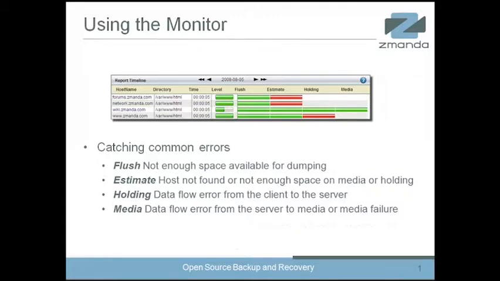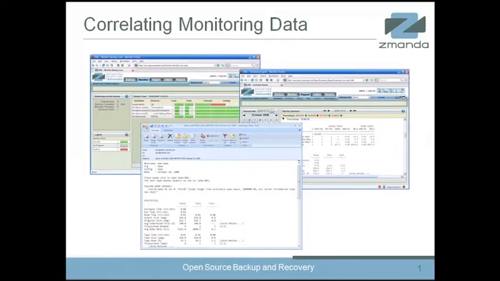Monitoring is also a key way to diagnose common errors. Depending on where in the process the error occurs, you can determine what the most likely cause of the error is and whether your data has been successfully backed up. What's important to look at is how information is correlated across the different ways from which you can access it or be notified about it. A backup failure will not only appear in the monitor, it will also be mailed out as a part of the notification and will be present in the summary report.